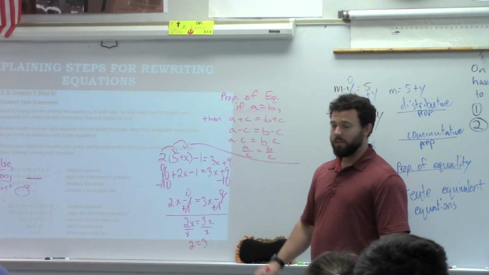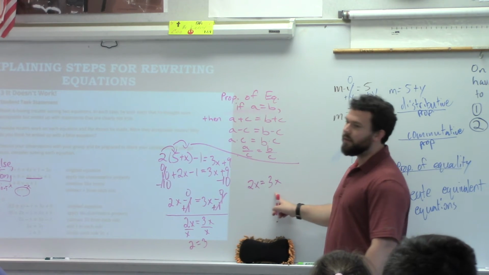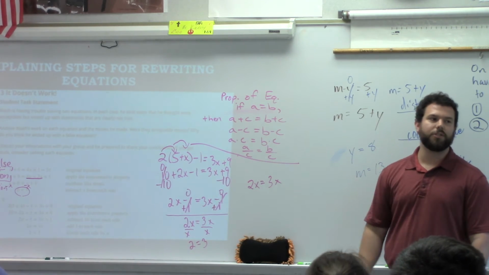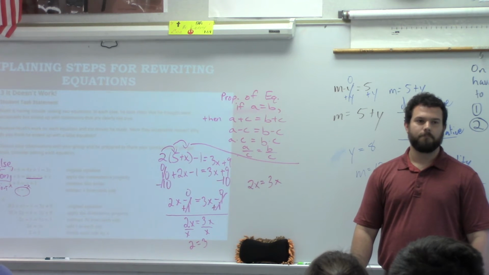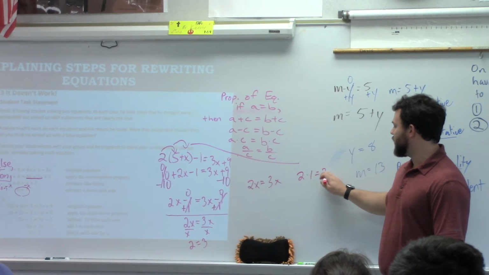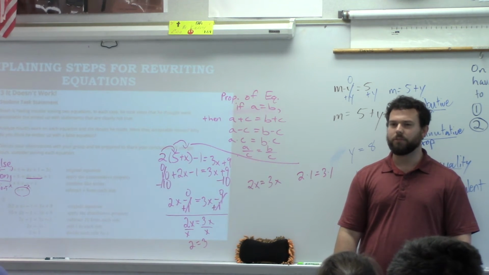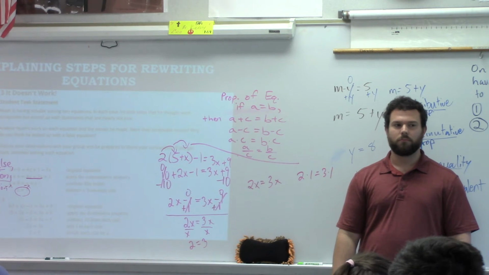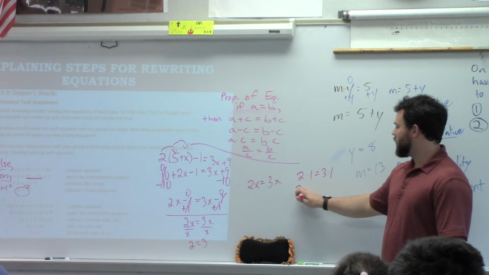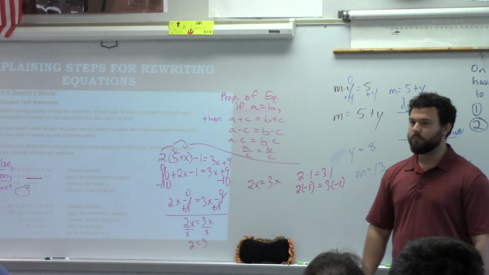So then what do you divide? So let's look at this. Can anyone think of any numbers that might have made this equation true? So if I substitute 1 in, I get 2 times 1 equals 3 times 1. Is that true? No. So 1's not a solution. What about -1? 2 times -1 equals 3 times -1?